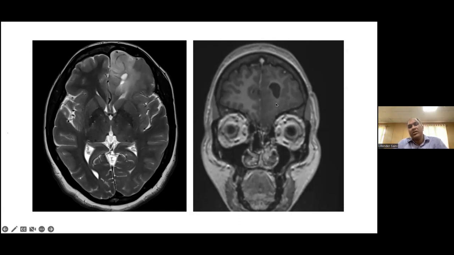Usually, enhancement is an indicator, though it's not a rule. Mostly more aggressive lesions tend to show more enhancement, but there is an exception to everything. Pilocytic astrocytomas are relatively benign tumors, but they do show a lot of enhancement.